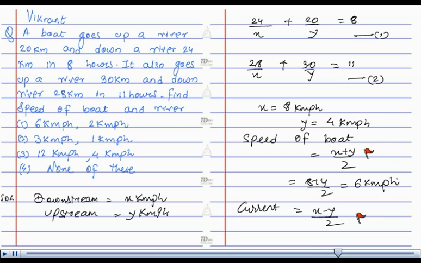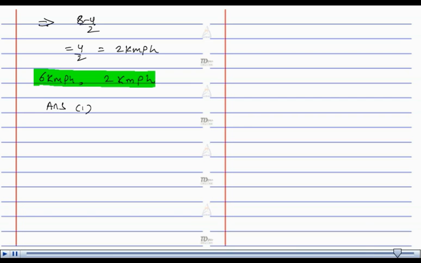So we'll be having the speed of the current, that will be taken as (8 minus 4) by 2, that is 4 by 2, that is 2 kilometers per hour. So the answers come down to be 6 kmph and 2 kmph. Therefore, the answer is first. Thank you.